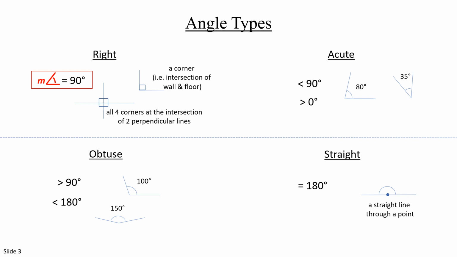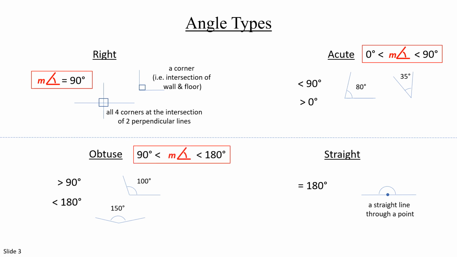Sometimes they'll use the notation the measure of an angle is, like I put in red, the measure of an angle equals 90 degrees. That tells you it's a right angle. Or for acute, the measure of the angle is between 0 and 90. Obtuse is between 90 and 180. And the straight is equal to 180. So that what I've got in red there is another way to mark the measure of an angle.